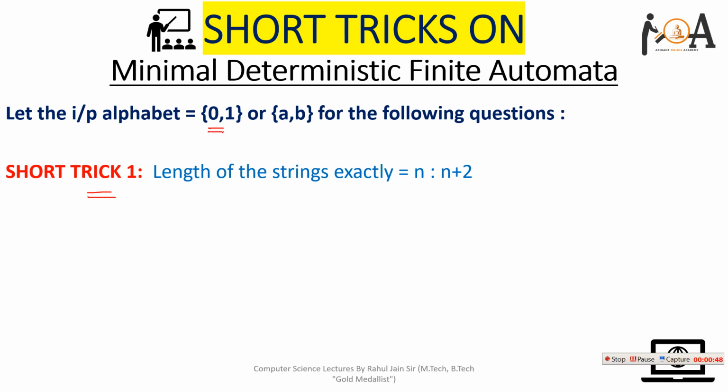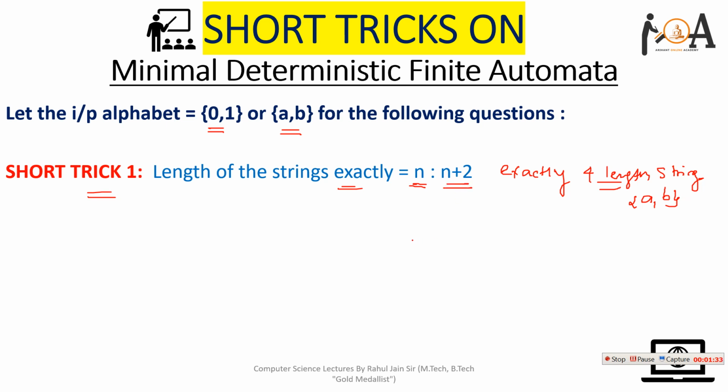Let's start. If you have been asked a question in the form that the input alphabet is 0 or 1, or A or B or X or Y or P or Q, whatever the variables may be, and the length of the string is exactly n symbols, then how many states would be required? For example, you need exactly 4 length strings on input symbols A and B. How many states would there be in the minimal DFA? The direct shortcut trick is n plus 2.